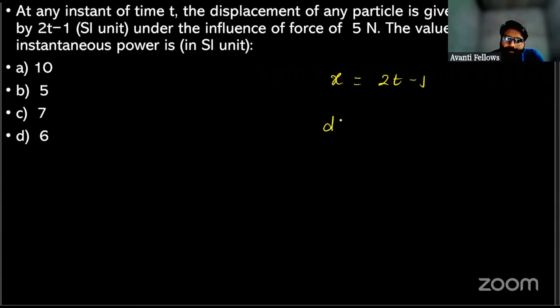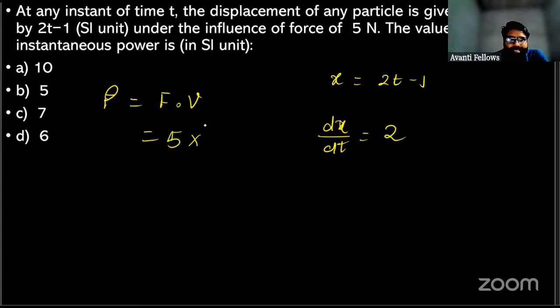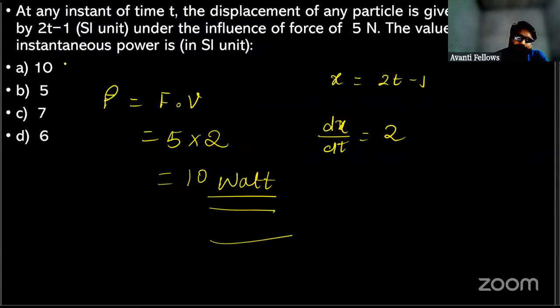So all you have to do is calculate dx by dt, which is what? 2, 2 only. So power is nothing but F dot v. Okay, both are in the same direction. So it is F, which is 5 Newton, multiplied by velocity 2, which is 10 watt. The unit of power is watt. Very good. And this is NEET 2020.